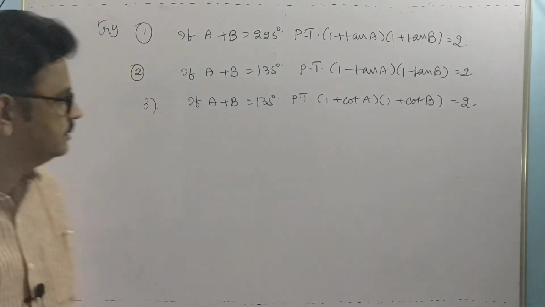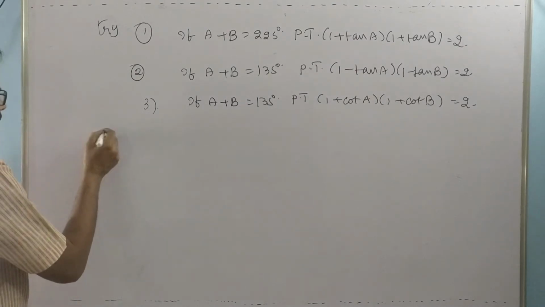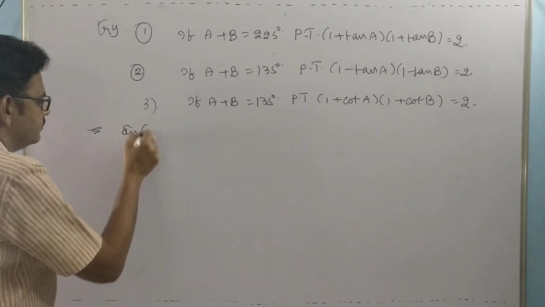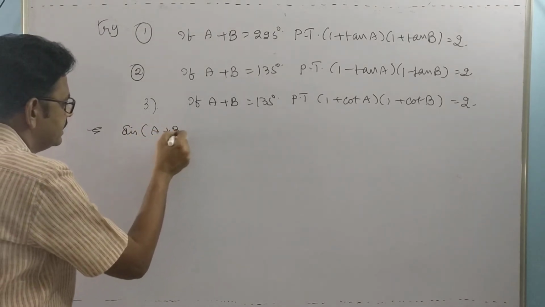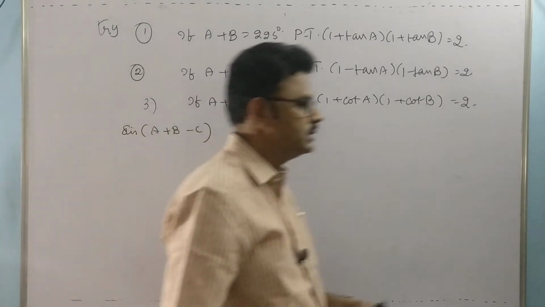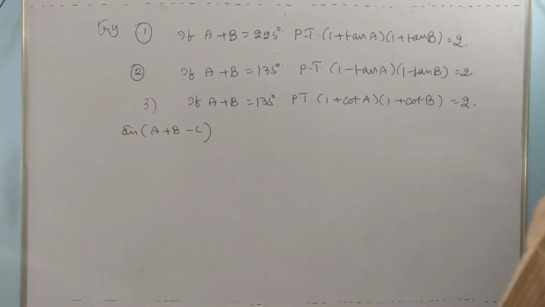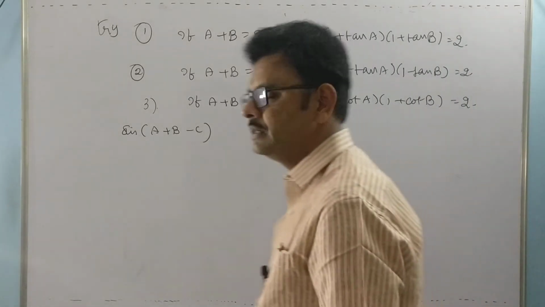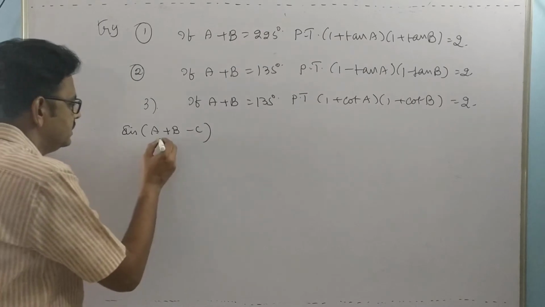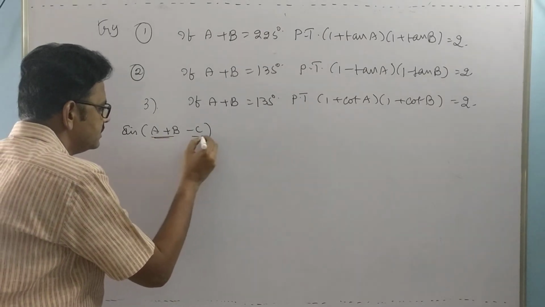And write one problem. So express the value sin of A plus B minus C is equal to, express completely. That means what? Write the expansion of sin of A plus B minus C. So this you treat as A, this is B.